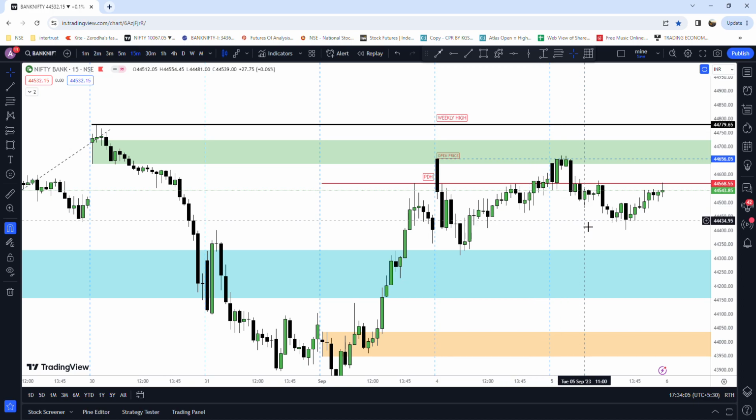Good evening, folks. Let's talk about a trade that we took in Bank Nifty on the 4th of September.